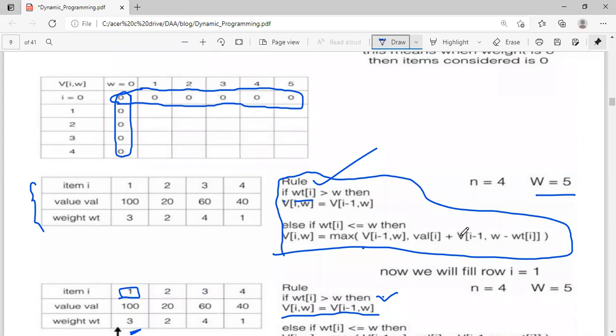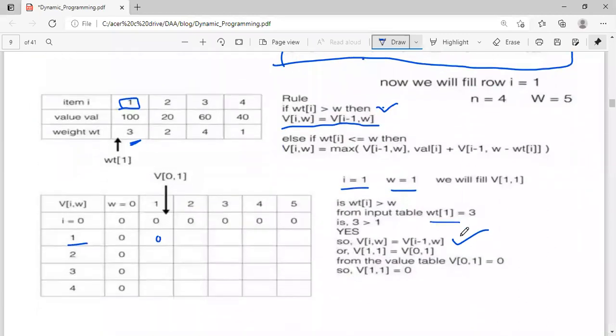Now we will implement the first one. What is our first? I am considering i is 1. And what is my weight? Weight is also 1. Okay, 1, 1.